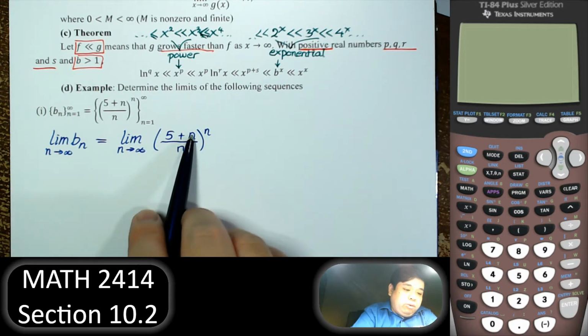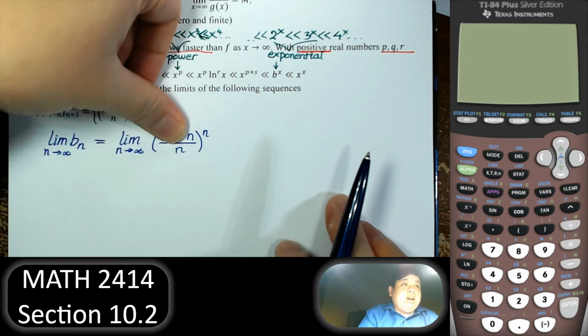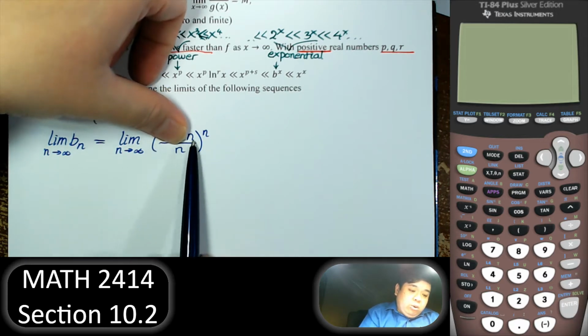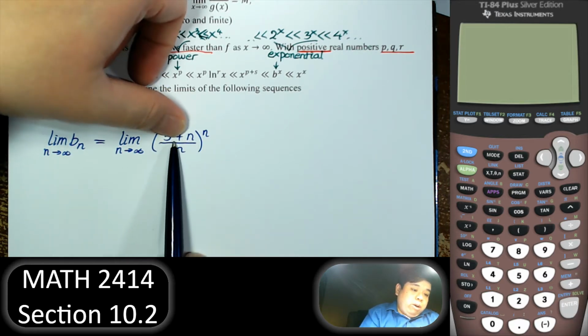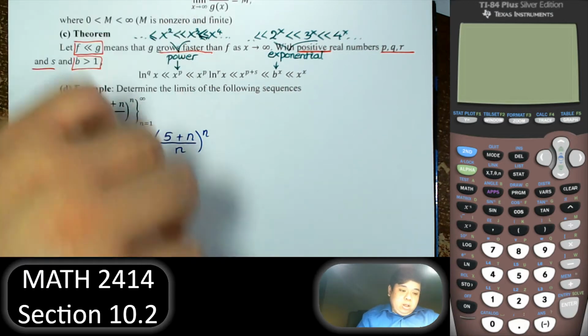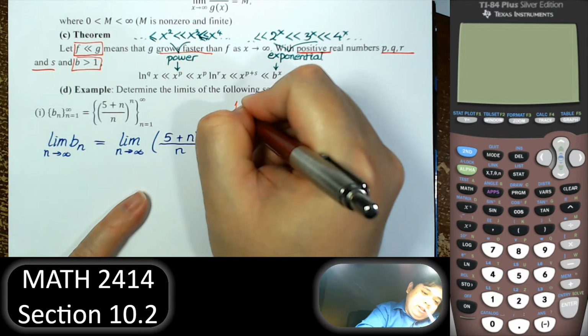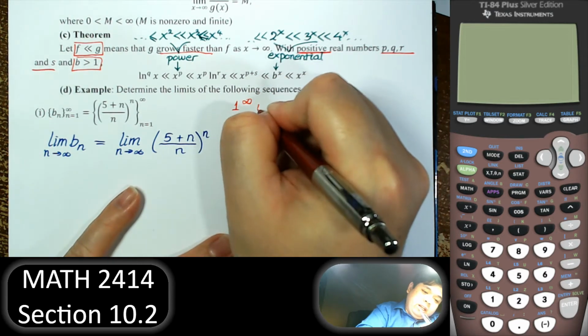When n goes to infinity, the 5 doesn't matter, right? Because the n is a lot bigger than 5. So we have n over n is 1. So we have 1 raised to infinity. So this is a 1 to the infinity indeterminate form.